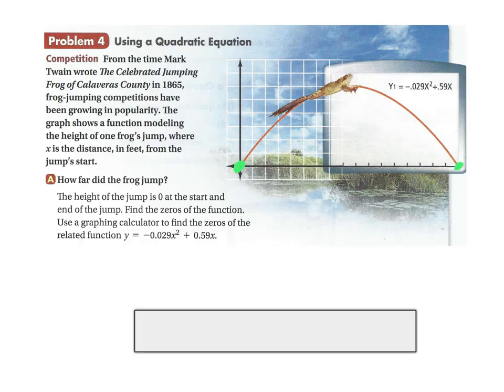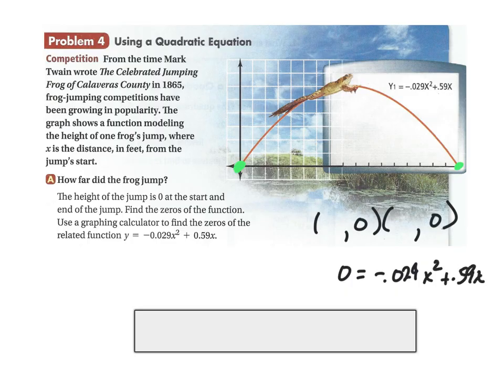Well, those are called x-intercepts. And we already know part of our answer for an x-intercept is something comma 0. Well, we're actually going to have 2 of them, so we're going to put 2 comma zeros. And if we just go ahead and set our function equal to 0, I put a 0 in here, and I do negative 0.029 x squared plus 0.59x. I got it set equal to 0, so I did step 1.